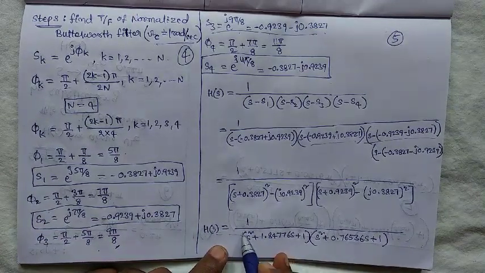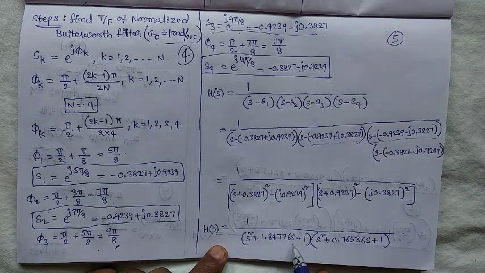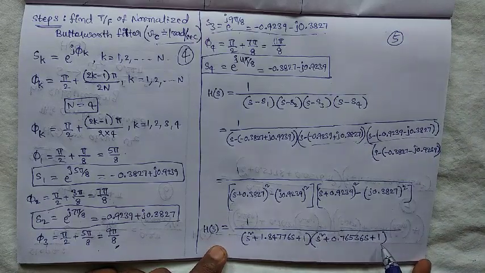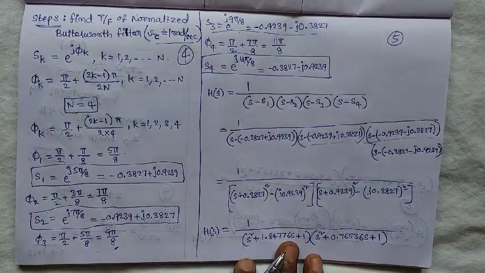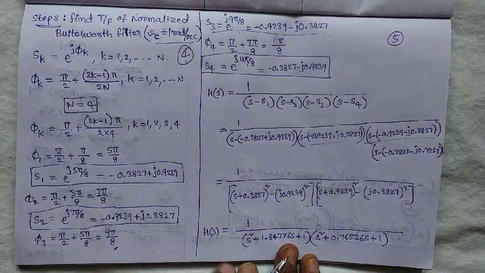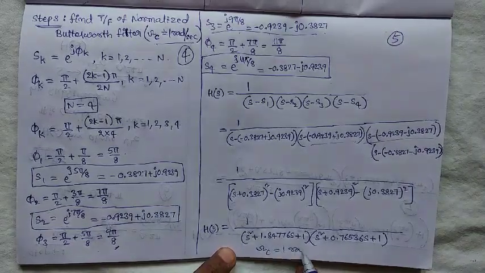H of s is equal to 1 by s square plus 1.84776 s plus 1 into s square plus 0.76536 s plus 1. Here this is the transfer function of the normalized Butterworth filter, for the cutoff frequency omega c equal to 1 radian per second.